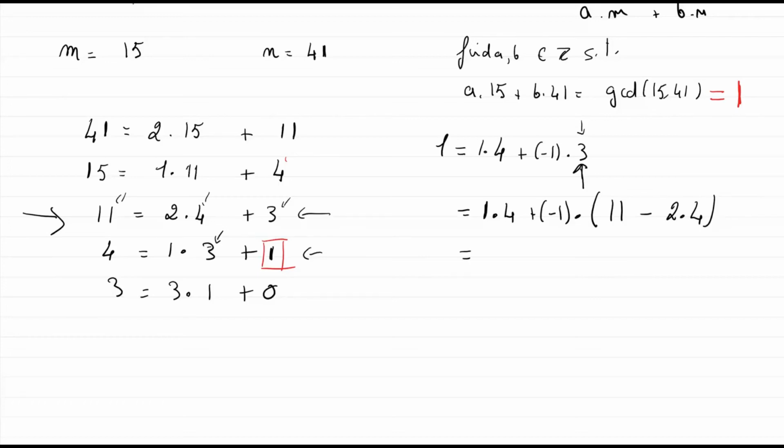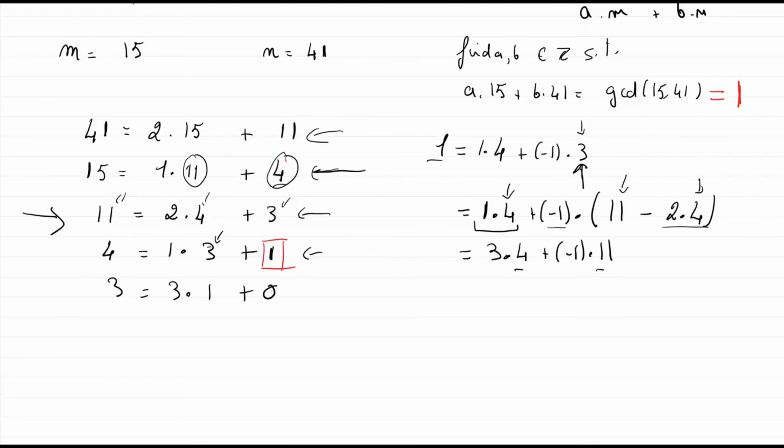And now when I regroup, I want to keep the 4 and keep the 11, because 4 and 11 are among those remainders which appeared. So I regroup the terms with 4. I have 1 times 4, and here I have negative 1 times negative 2 times 4, so it's 3 times 4 plus negative 1 times 11. So I've written 1 as a combination of 4 and 11, but I don't want that, so I get rid of the 4 using this, and then I get rid of the 11 using this, and then I'm done.